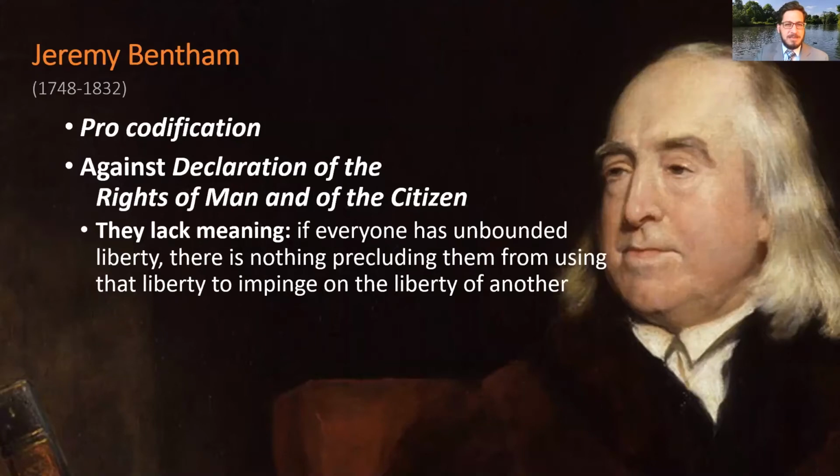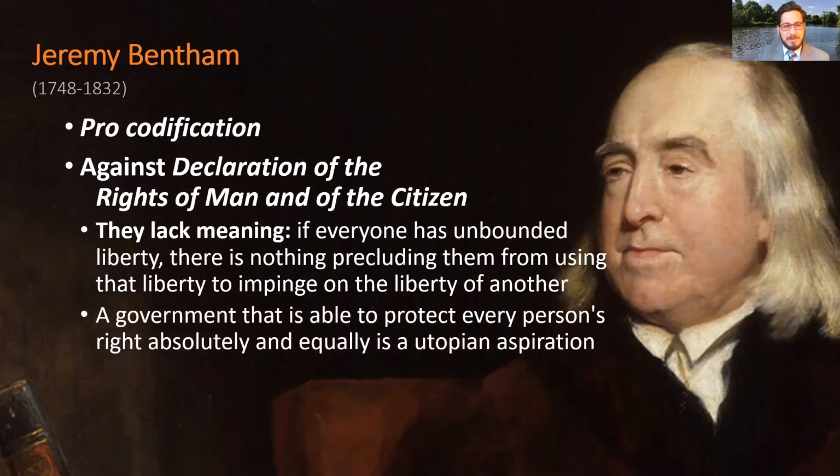Because he said natural rights lack meaning. For example, if everyone has unbounded liberty, there is nothing precluding them from using that liberty to impinge on the liberty of another. So you can see that he has some truth, because how are natural rights or human rights framed in many declarations? Well, as an unbounded liberty, no? We have the rights to food, to insurance, to be employed, no? So it's so abstract. Once again, it's the same critique of Burke, no? So abstract.